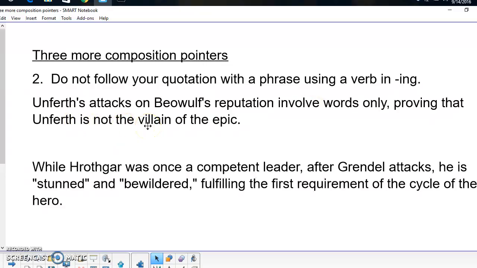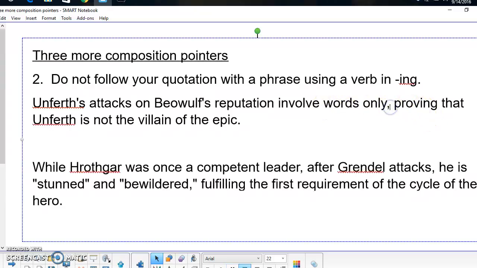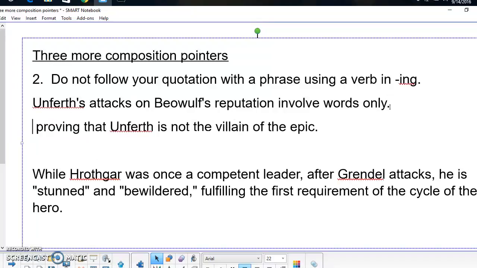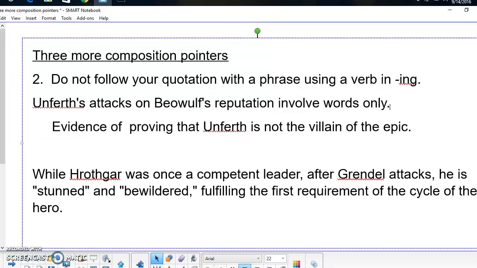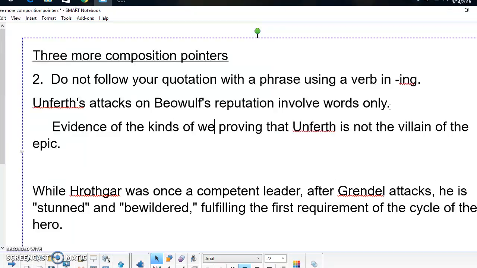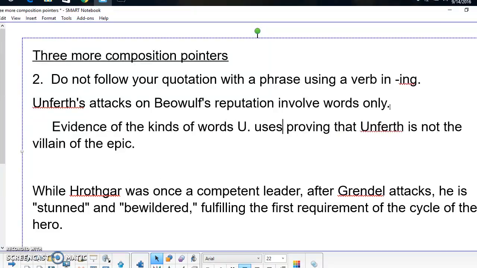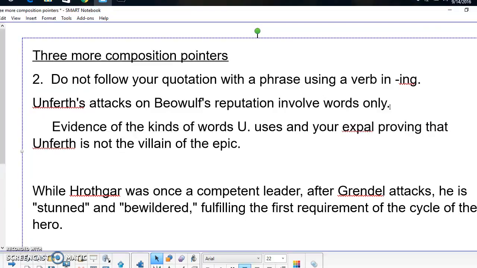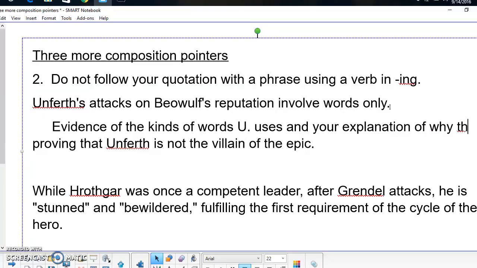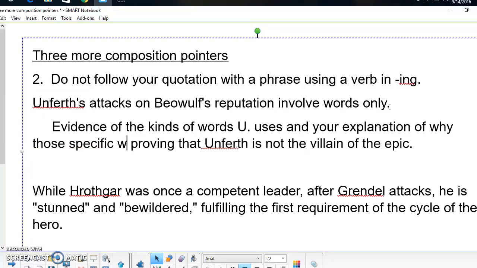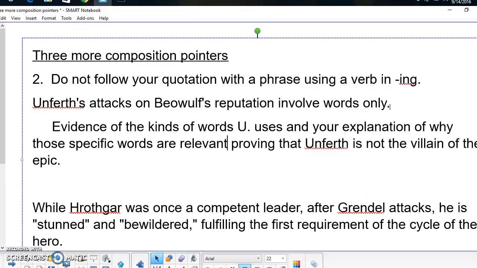That's a good idea, but you have to argue it. Doing it this way, where you take an ing verb and stick it onto the end, is short-circuiting all of the sentences that are going to be the explanation of how you got from this to this. So instead, what we want to do is put a period here. Then the next sentences are going to be evidence of the kinds of words Unferth uses and your explanation of why those specific words are relevant to his role.